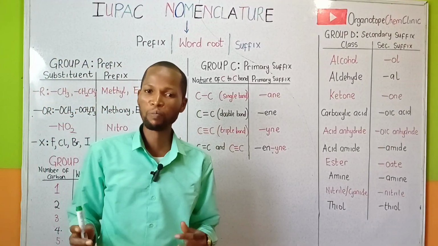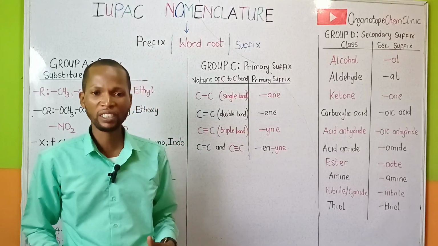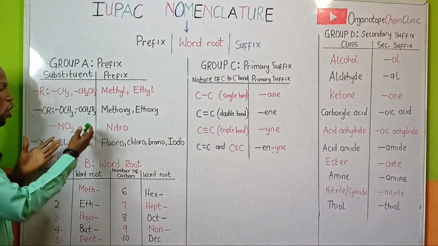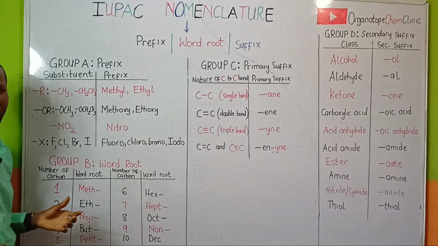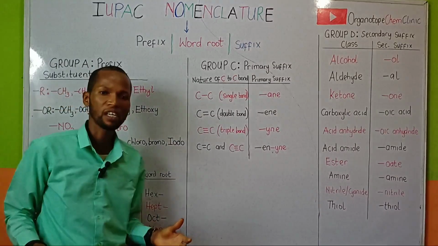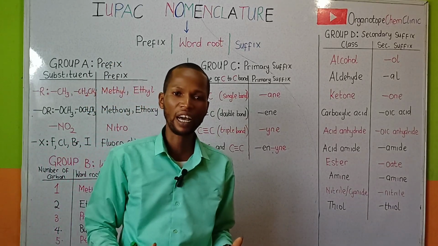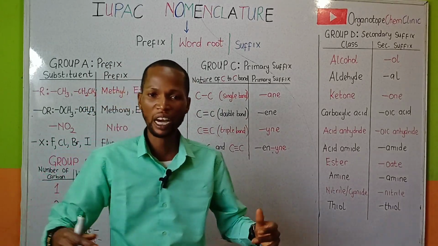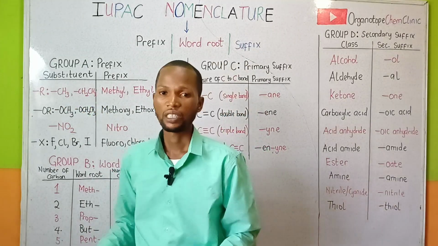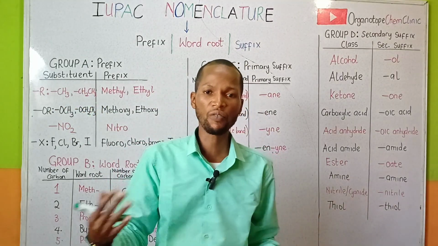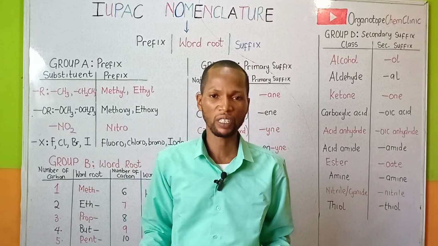Recall that in my previous video lesson on functional groups, I explained that the atom or group of atoms that we have in group A right here, we cannot differentiate them by order of priority, but we consider the alphabetical order of arrangement of these atoms or groups of atoms. Now let us consider the order of arrangement of these groups based on their alphabetical order.